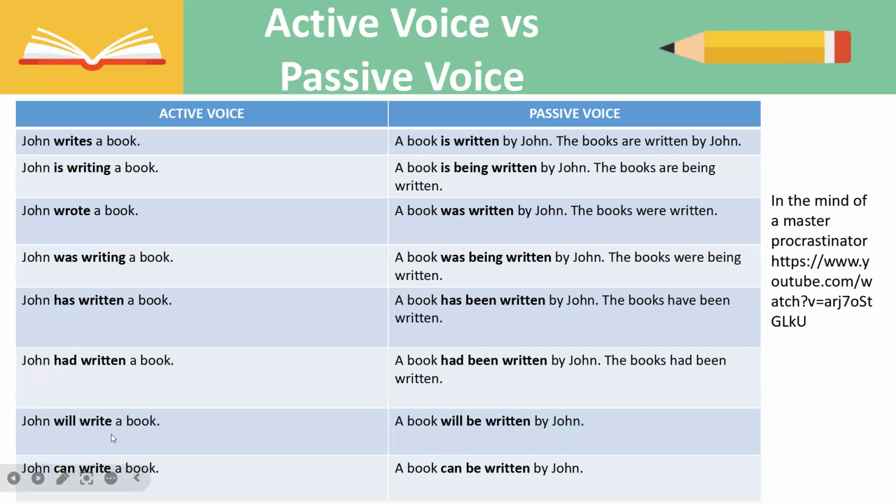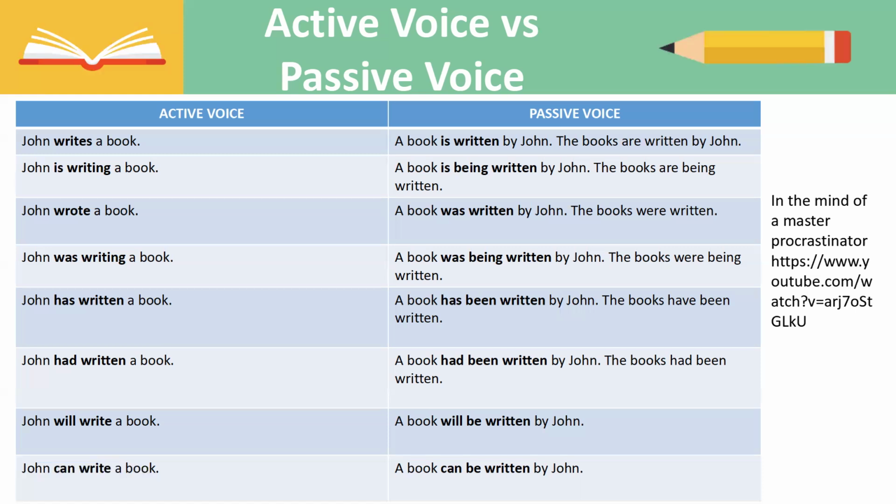John will write a book. Let's focus on the object. A book, since we're using the modal verb will, we bring it over here. It's the same way. And in this case, we're going to use be, only be, and then the past participle written. Why are we using be, okay, in this case? Because will is a modal verb.